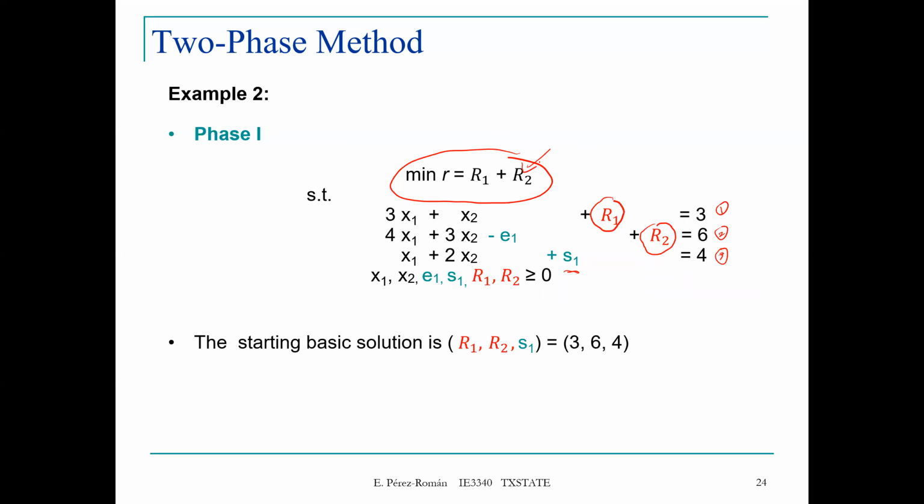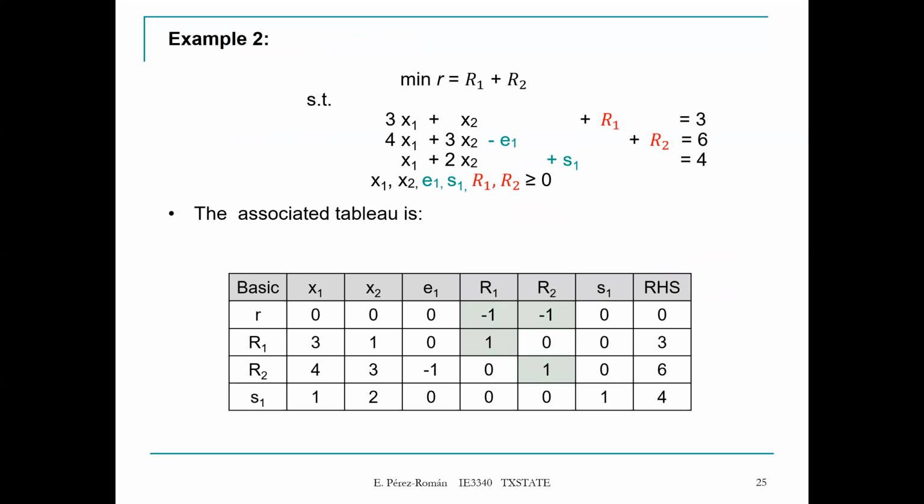So using the artificial variables and the slack variable, we can find a starting basic solution for our problem, which is R1, R2, S1 equals 3, 6, and 4. This is the same formulation that we had in the previous slide. The reason I'm showing it again is because we need to set up the associated tableau. So I'm showing the formulation and then the tableau at the bottom.